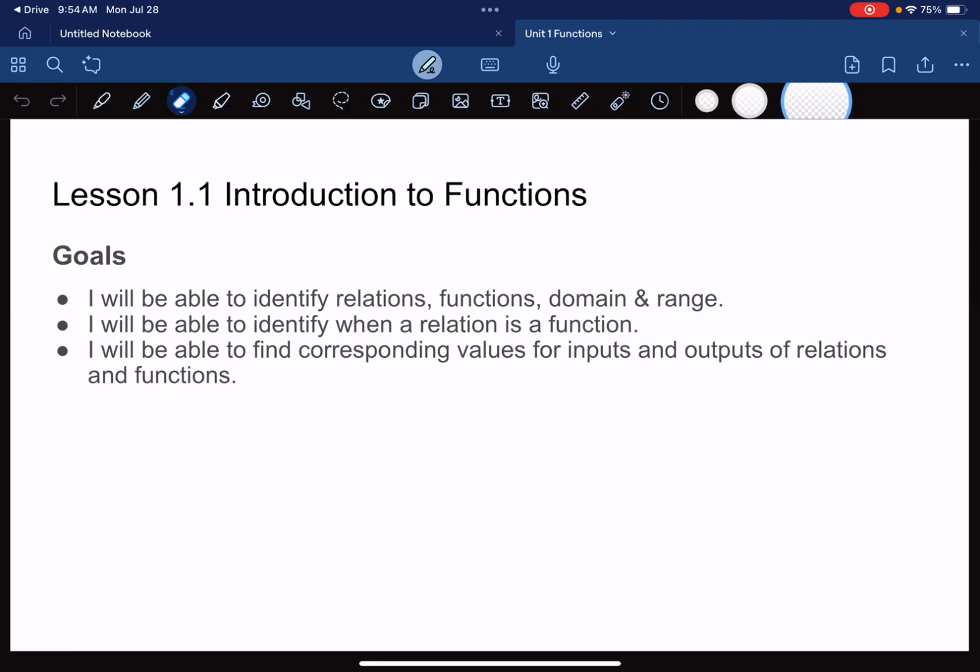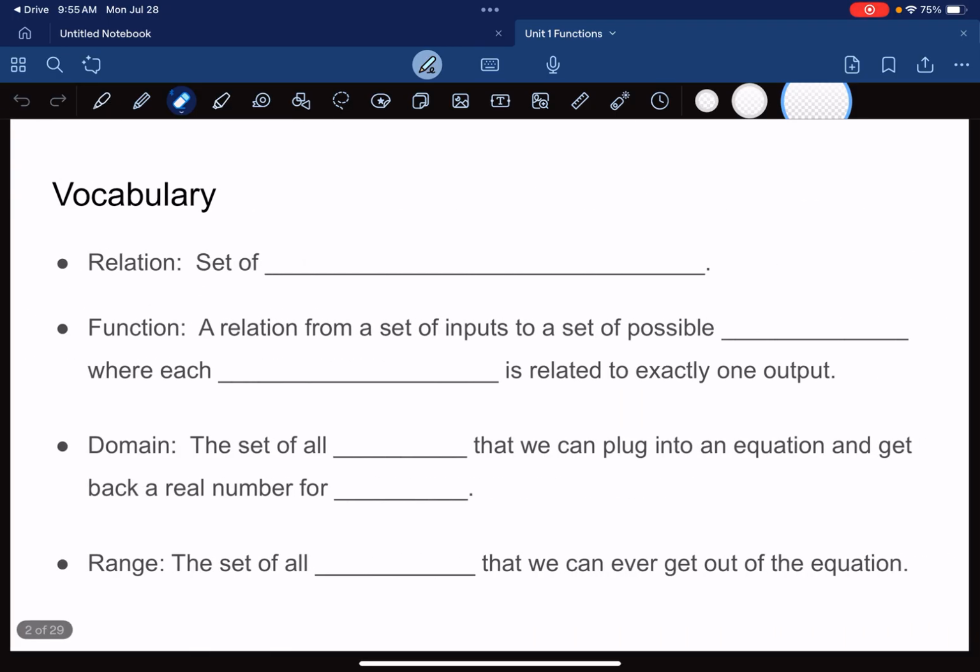So the goals here will be I'll be able to identify relations, functions, domain, and range. So just some vocabulary on those. I'll be able to identify when a relation is a function, and I will be able to find corresponding values for inputs and outputs of relations and functions.